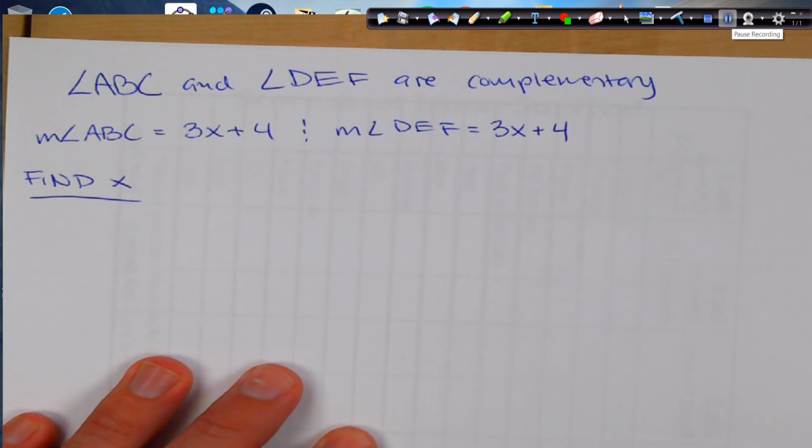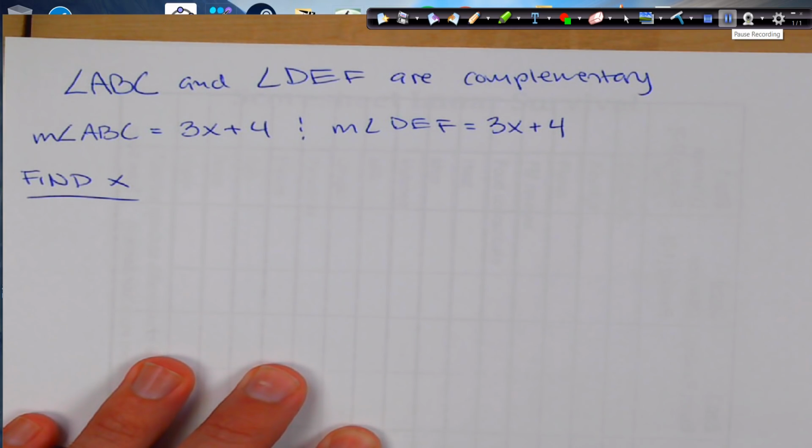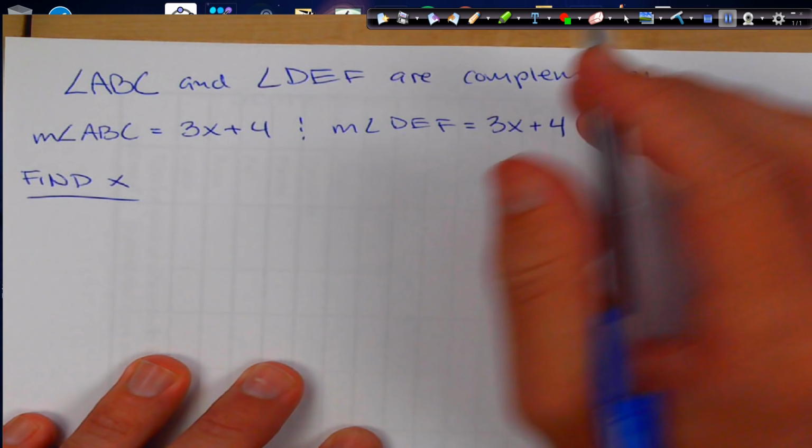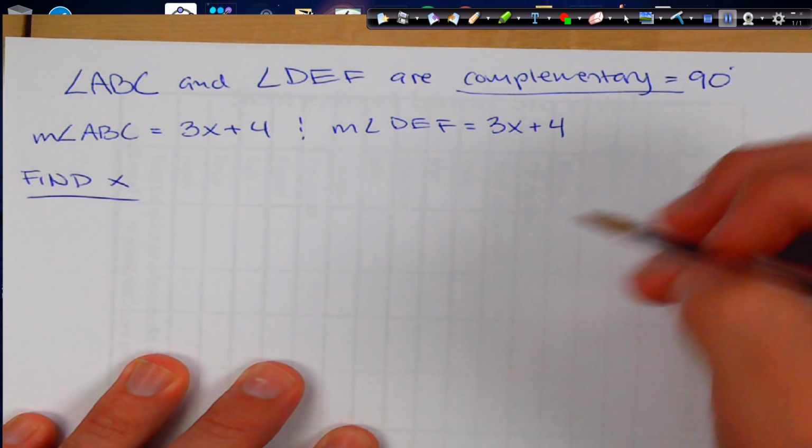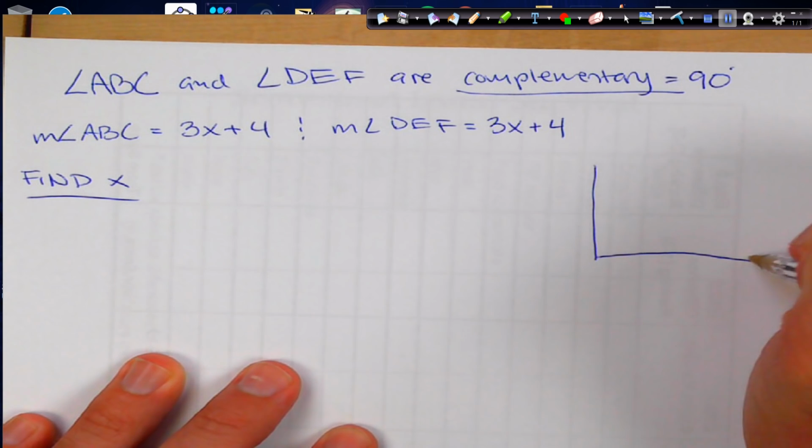Okay, here's our second one. It says ABC and DEF are complementary. The measure of ABC is 3x plus 4. The measure of DEF is 3x plus 4. Find x. First of all, I'm going to draw a picture. Now, the word complementary means they're going to add up to 90 degrees, so I'm going to draw a 90-degree angle here.